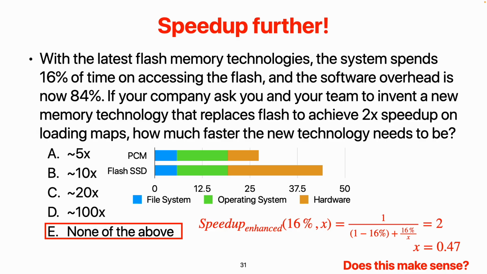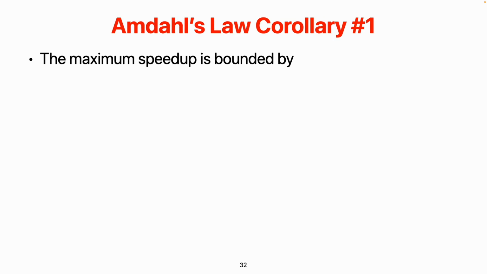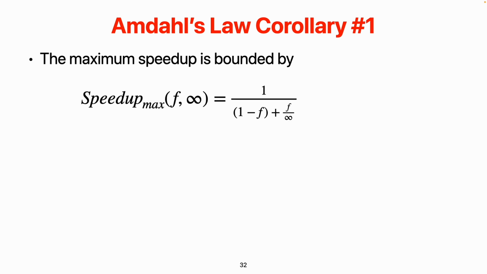However, this also gives us another insight that you can get from Amdahl's law, that there is a maximum boundary of speed up. And this is easy to get if you know Amdahl's law. So the maximum speed up you can get from anything is infinity, right? So if I replace the speed up factor with infinity, then f over infinity, as many of you know, would give us a 0, right?